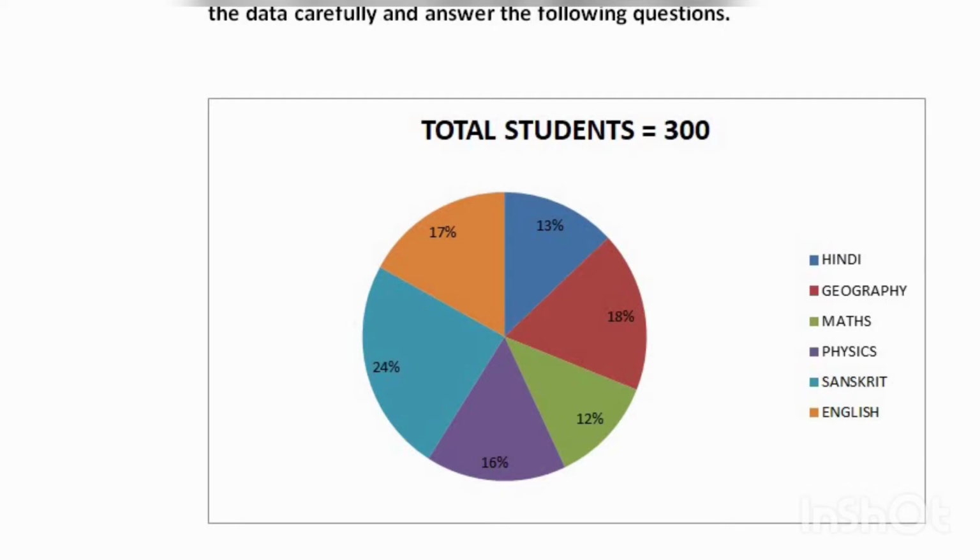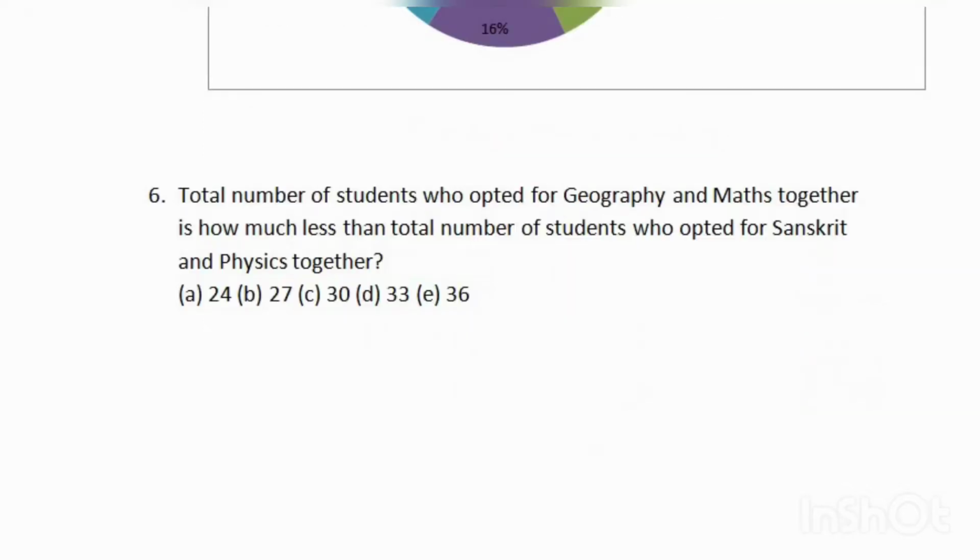30% of 300 students opted Hindi. 18% of 300 students opted geography, 12% opted maths, then 16% opted physics, then 24% opted Sanskrit, and 17% opted English. First question is, total number of students who opted for geography and maths together is how much less than total number of students who opted for Sanskrit and physics together?